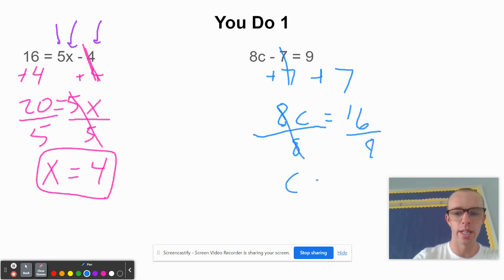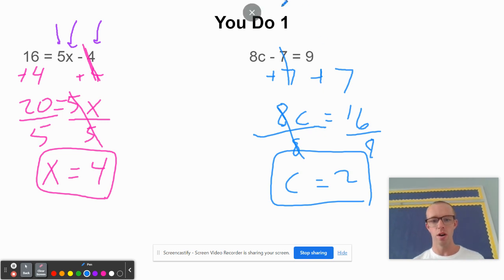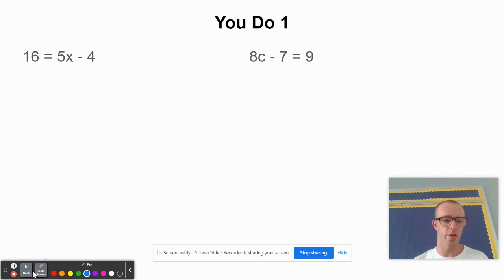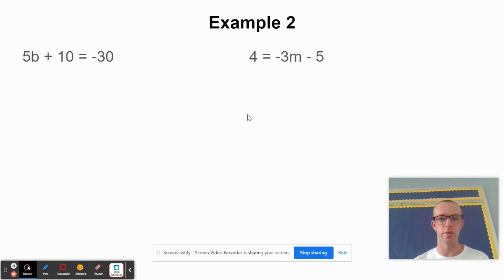And I get c equals 16 divided by 8. All right. Hopefully you got this right. If not, maybe go back, rewatch until you understand. If you still don't understand, please see your teacher for coach class.